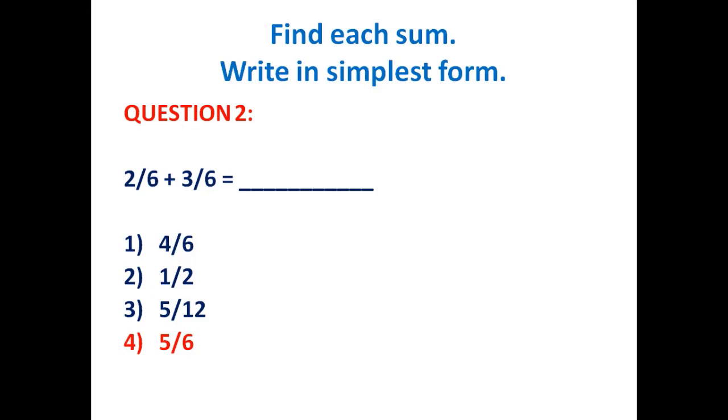First one is 4 upon 6. This is not possible. Next one is 1 upon 2. This is also not the correct answer. Third is 5 upon 12. It is not right. The last one, number 4, is 5 upon 6. When you will add the above fractions, 2 upon 6 plus 3 upon 6, you will get 5 upon 6. 5 upon 6 is the correct answer for question number 2.